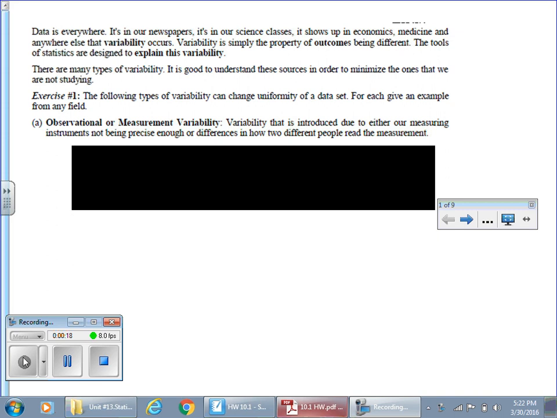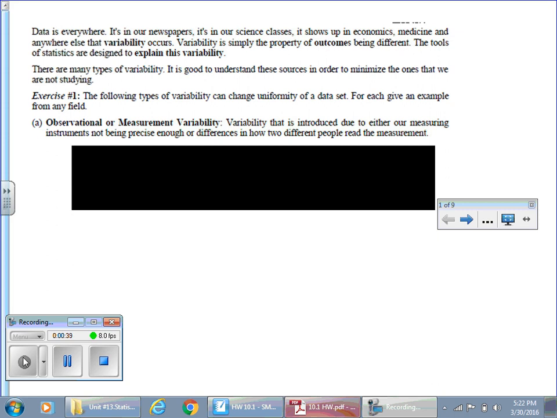Okay, so let's start off with just talking about two words, data and variability. Data is something you've heard before. Data is in our newspapers, science classes, economics, medicine. Variability is the property of outcomes being different. So we're going to talk about a few different types of variability.